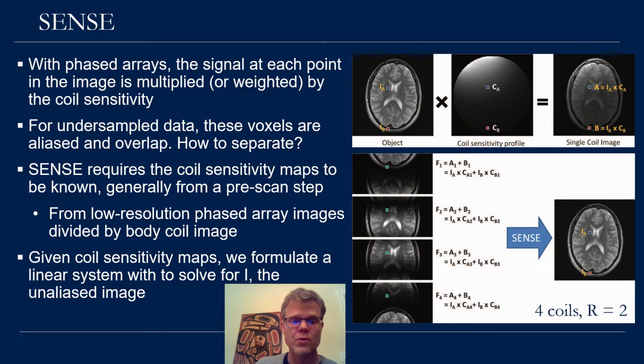And so the key requirement for the SENSE method, where we're skipping these lines in k-space to create this aliasing, is that we need to know the coil sensitivity maps. This is often done from some low resolution images where we divide by the body coil image to account for any differences in magnetization amplitude.